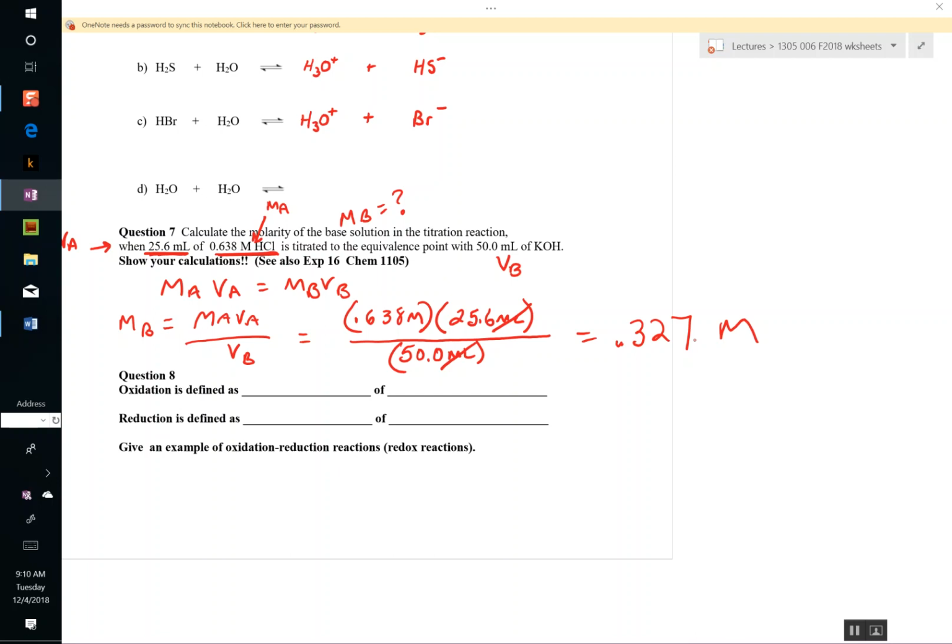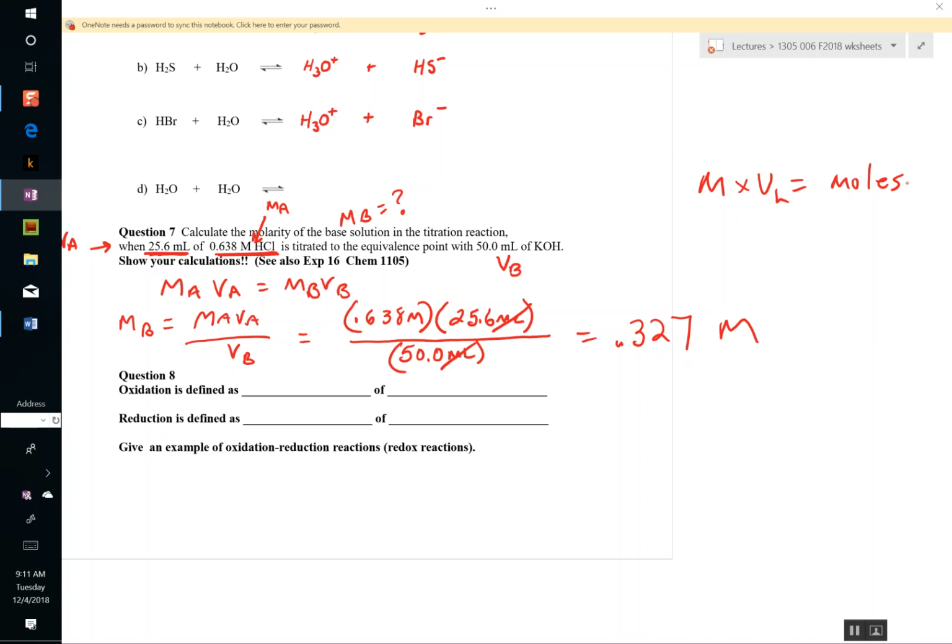You don't have to convert these volumes into liters. I have told you that molarity times volume in liters equals moles. But here we are calculating molarity, and so whether you converted it into liters or left it in milliliters, you will get the same answer. Because milliliters will cross out with milliliters, liters will cross out with liters. So you can convert it to liters, but you don't have to.